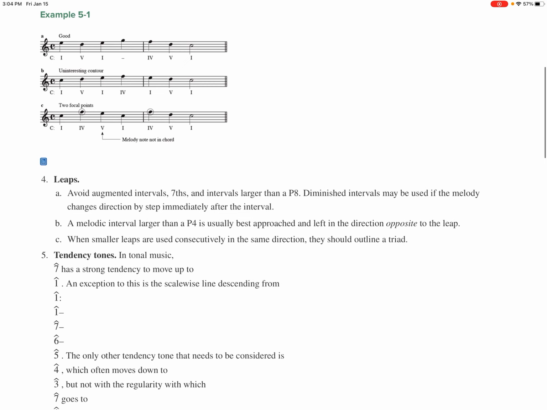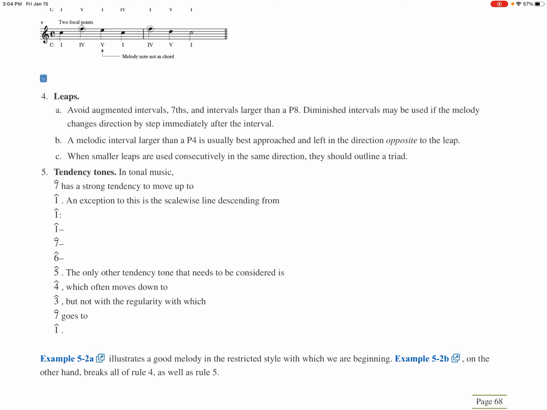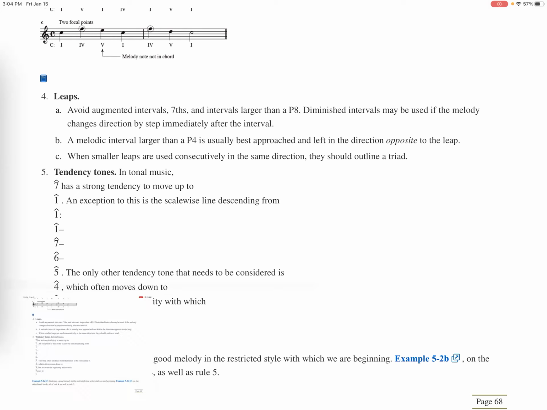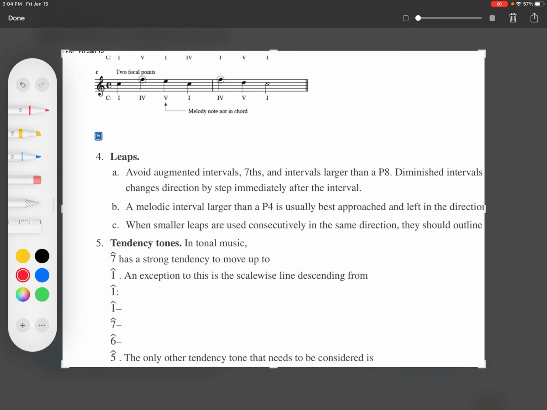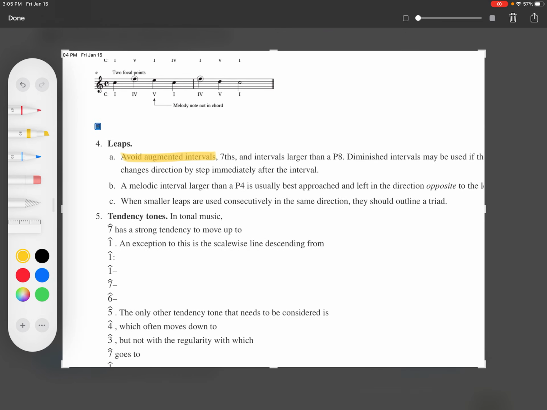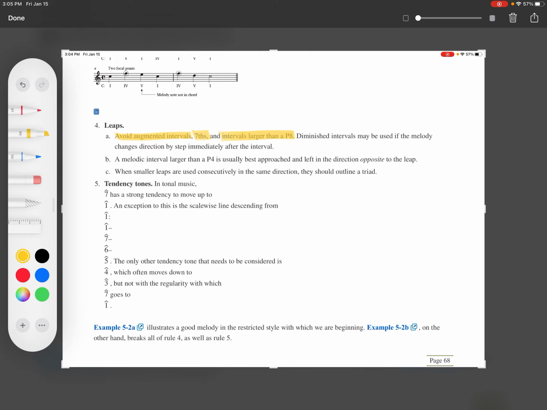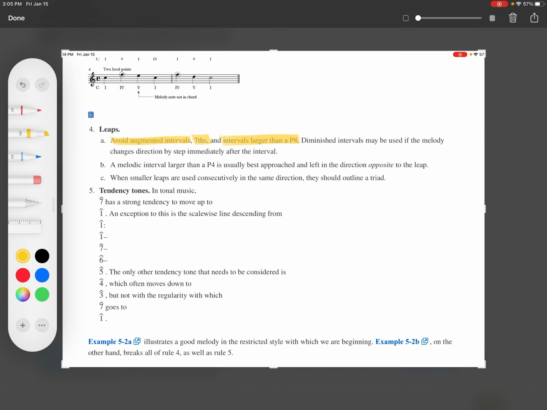Okay, so some other things to consider. Don't be leapy. But if you do have leaps, we want to avoid augmented intervals. So augmented seconds, augmented thirds, augmented fourths, especially that tritone. We want to avoid sevenths and any intervals larger than a perfect octave. Diminished intervals may be used if the melody changes direction by step immediately after the interval. Okay, so that's the one exception there. But we do want to avoid diminished intervals too.